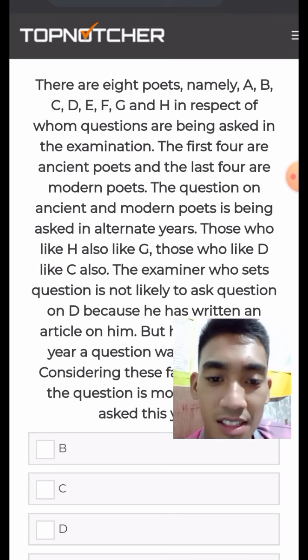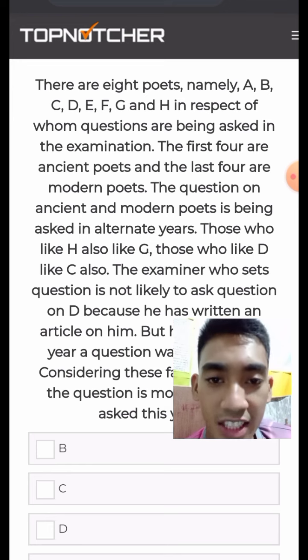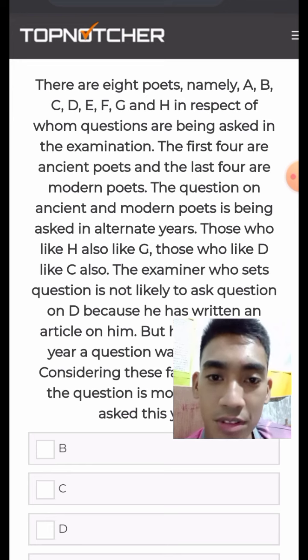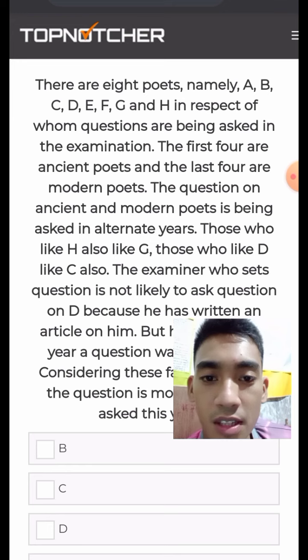Okay, again, this is another one. There are 8 poets, namely A, B, C, D, E, F, G, and H, in respect of whom questions are being asked in the examination. The first 4 are ancient poets, and the last 4 are modern poets. The question on ancient and modern poets is being asked in alternate years.